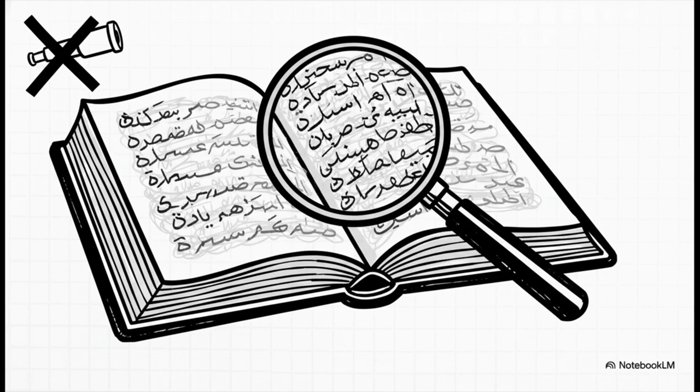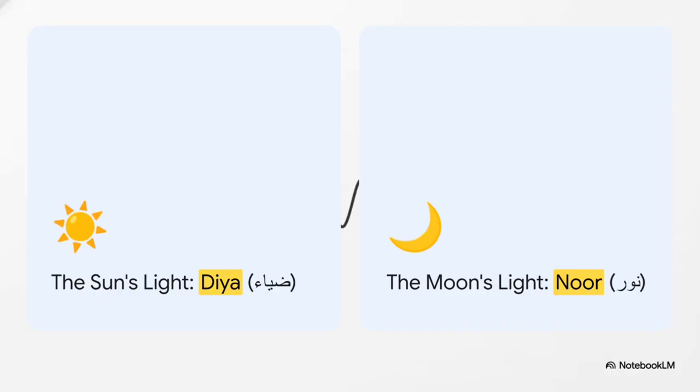The whole secret is actually embedded right there in the original Arabic language of the text. So check this out. When the text talks about the light from the sun, it uses the word dia. But for the moon's light, it switches to a completely different word, nur. Now you might think, okay, they're just synonyms for light, what's the big deal? And yeah, in some contexts they can be. But their specific meanings here, well, that's where things get really interesting.